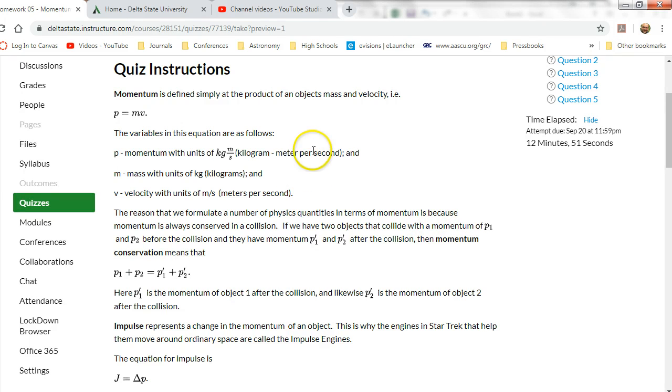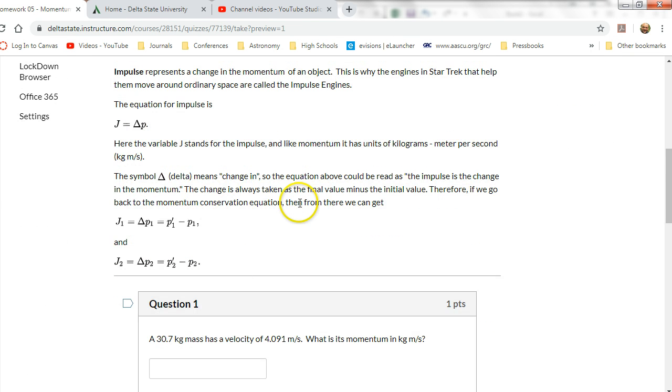Another expression you'll hear connected to momentum is impulse. Impulse represents a change in the momentum of an object. This is why the Star Trek engines are called the impulse engines, for moving around in the solar system and things like that. These engines change the momentum of the ship. The equation for impulse is J equals delta P, where J is the impulse. That delta means change in momentum, and we often write it as P final minus P initial. So it's your final momentum minus your initial momentum.